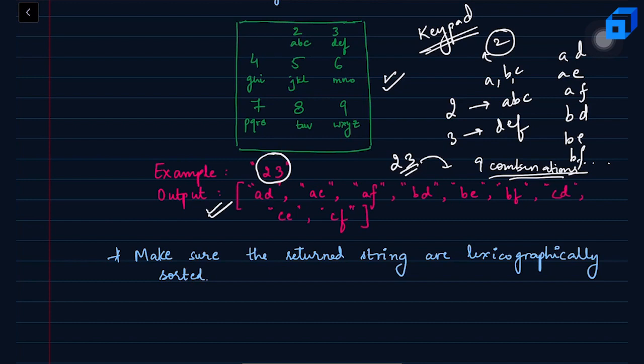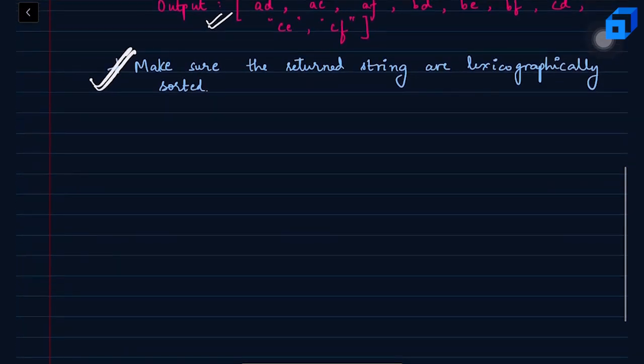Also, there's another constraint with the question: you need to return all the strings, that is, all the combinations, in a lexicographically sorted manner. Now, let's see how we will solve this problem.